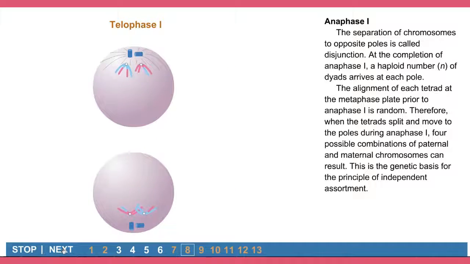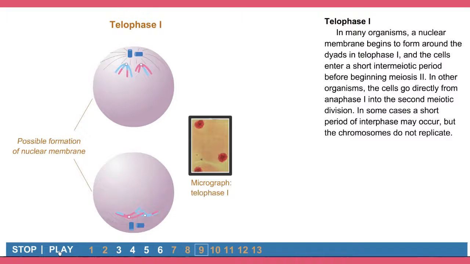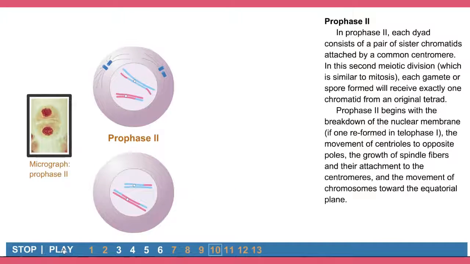And so now at telophase, we have 2 individual cells with a haploid number of chromosomes, and the chromosomes are the dyads that still have their sister chromatids attached at the centromere. And like I said before, a nuclear membrane may or may not form around the chromosomes. It just depends on the species. So now we're going to get to the point where we're ready to do our second division.